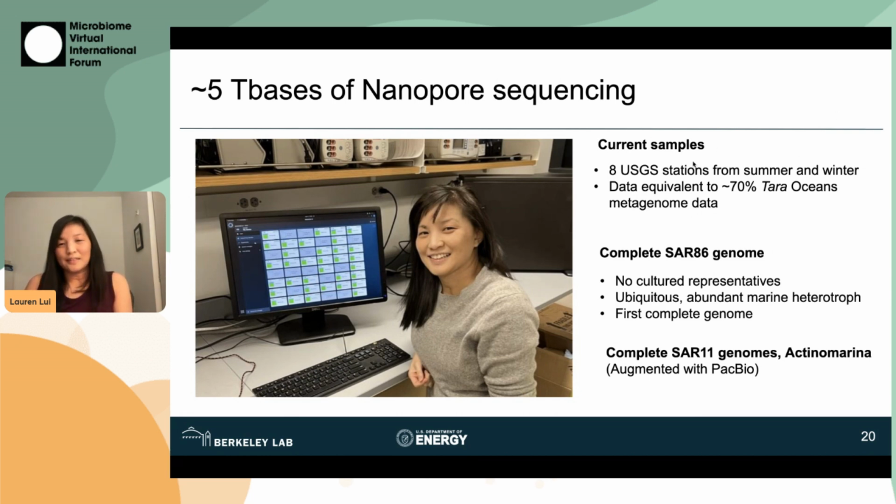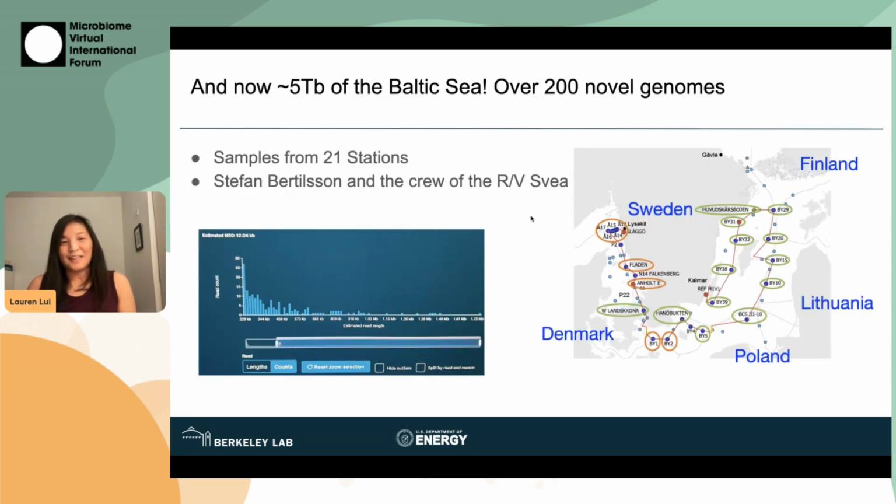And so we have data from 8 USGS stations, and we're also getting complete genomes that have really been desired by marine microbiologists, such as SAR86 and SAR11. And if you thought that was a lot, we now also have 5 gigabases of samples from the Baltic Sea, which is really exciting.